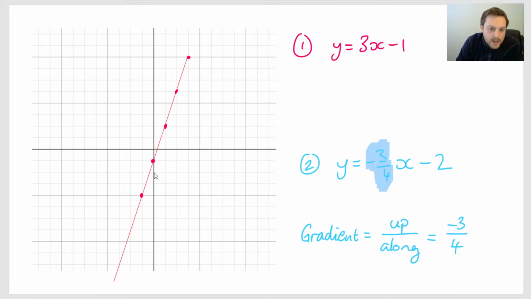So let's first of all say it's going through minus 2 on the y-axis, and then it goes 4 along, 3 down, 4 along, 3 down. Where's the 4 along and 3 down coming from? 4 is the along number, and 3 is the down number because it's minus 3 up, right? So that's 3 down. So it went 4 along, 3 down, 4 along, 3 down. And that's basically it. There's not really a lot else to say. You can just do that.